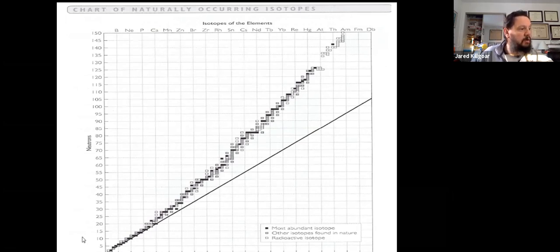So in the smaller ones, you only need an average of about 1 neutron per proton. But as you get bigger, up around 40, you need about 5 neutrons for every 4 protons. And as you get even bigger, around 80, you need about 3 neutrons for every 2 protons. So you need more and more to balance out the repulsion of the protons.